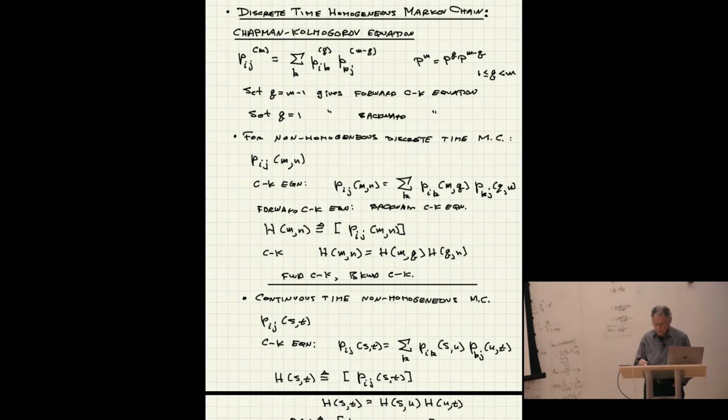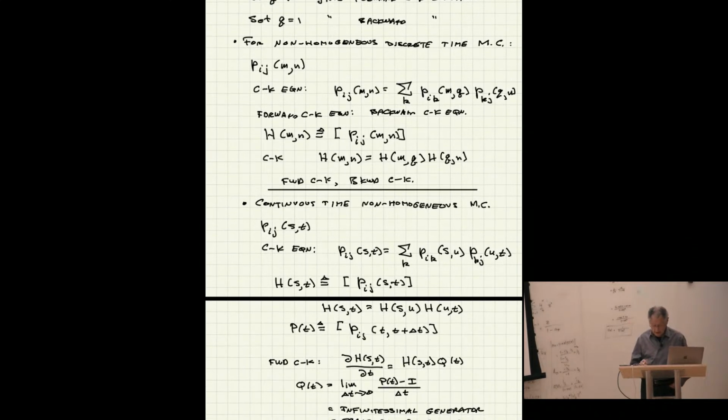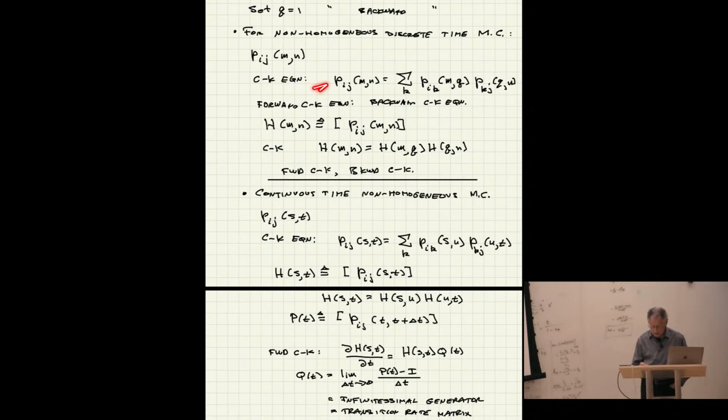We then went from homogeneous to non-homogeneous. And in that case, you can't simply talk about a quantity Pij, but you talk about Pij at time m for state i and time n for state j, because this transition probability from i to j depends upon what time it is, not only on the difference in the times. In that case, the Chapman-Kolmogorov equation looks like this.